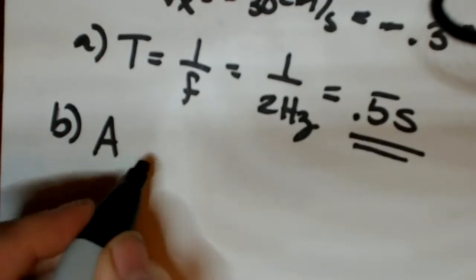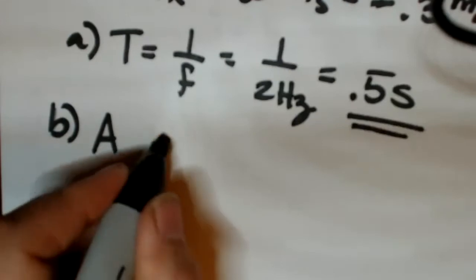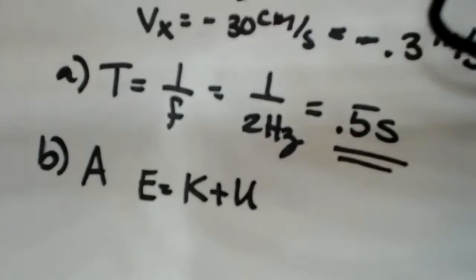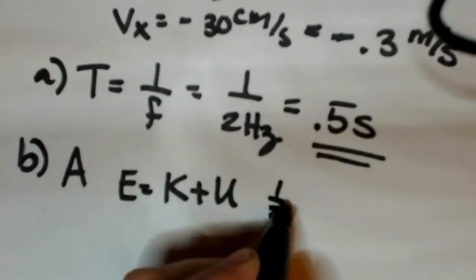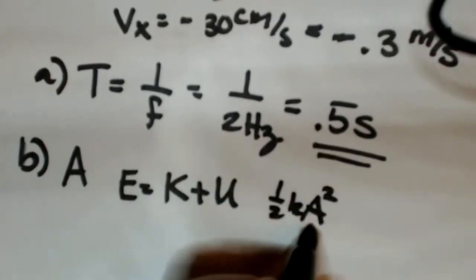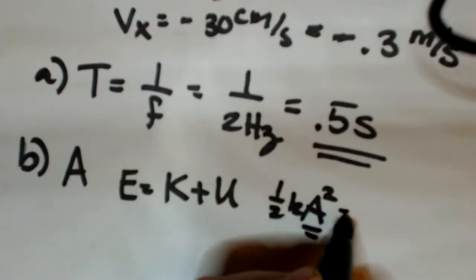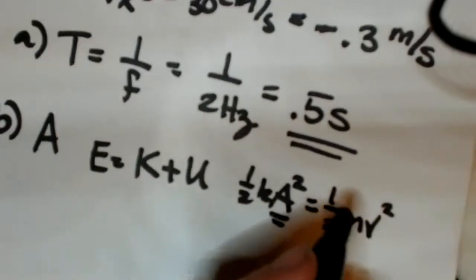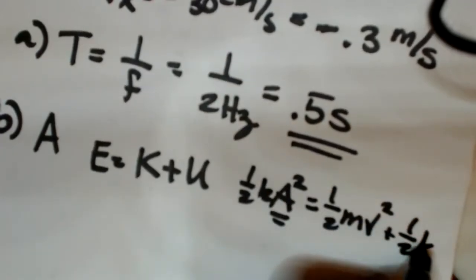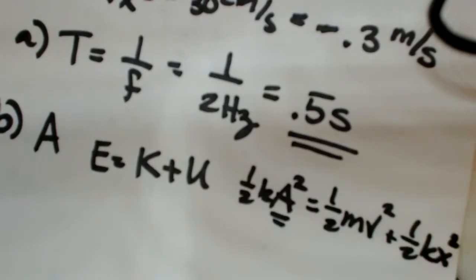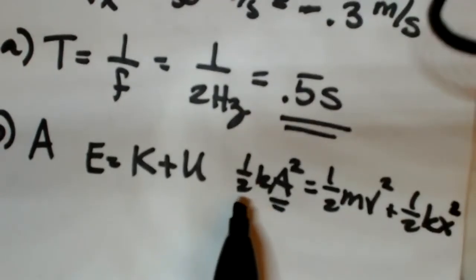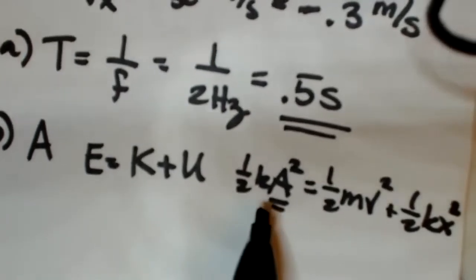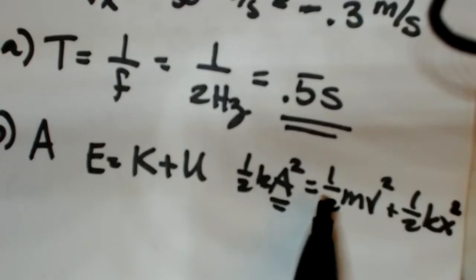So if I write down what that says, that energy is equal to kinetic plus potential, which we've already seen before. So I know that the total energy is 1/2 kA squared, and there's the thing that I'm looking for, so that's a good sign, equals 1/2 mv squared plus 1/2 kx squared. So all I've done is I've substituted in for energy. This is kinetic energy, and then this is potential energy. So total energy equals kinetic plus potential.